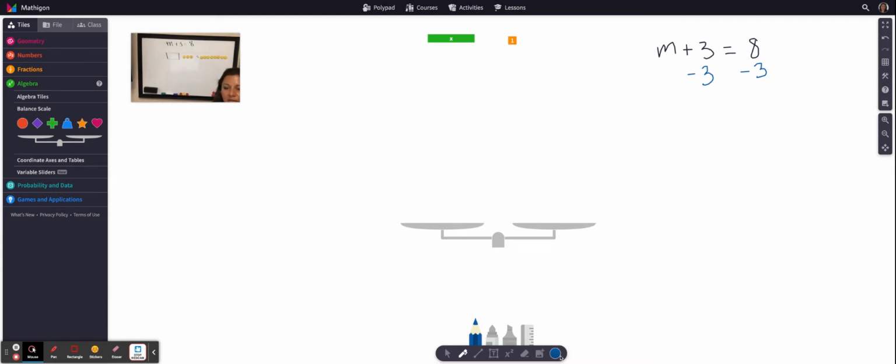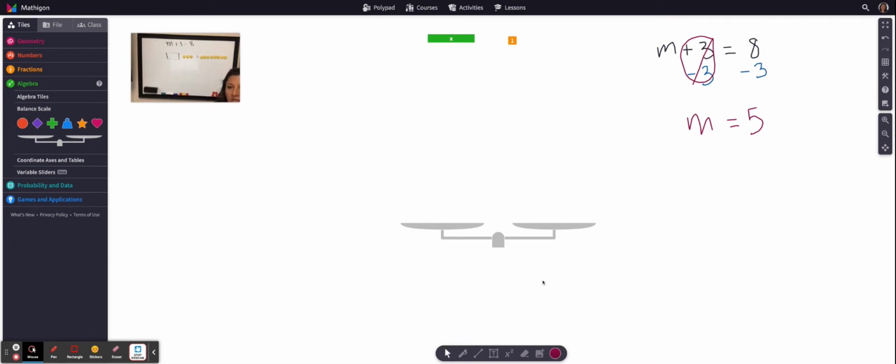We know that 3 minus 3 is 0, so that's 0 right there, leaving me with just m is equal to, well, 8 minus 3 would be 5. So that tells us that m is equal to 5, right? So 5 plus 3 is equal to 8. We can see that that's true.